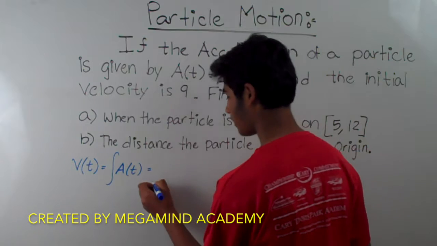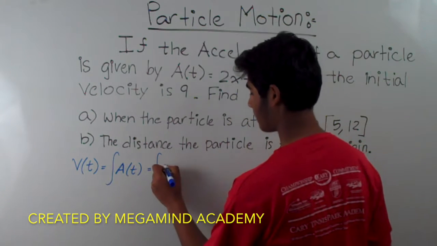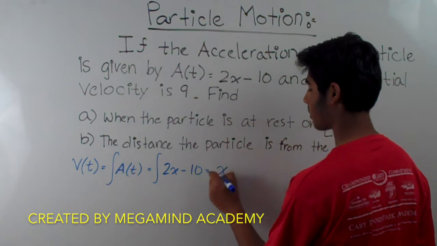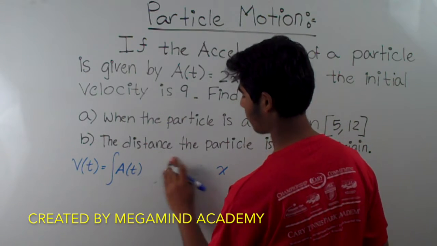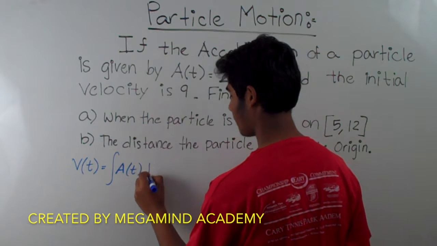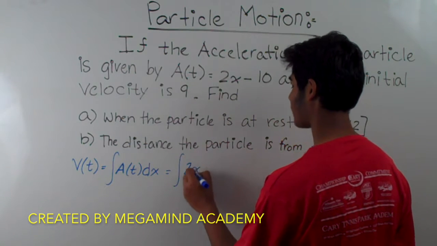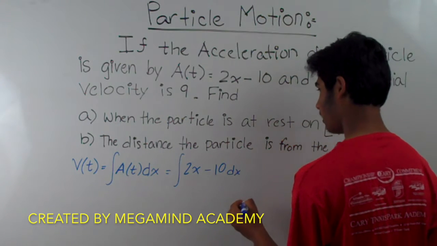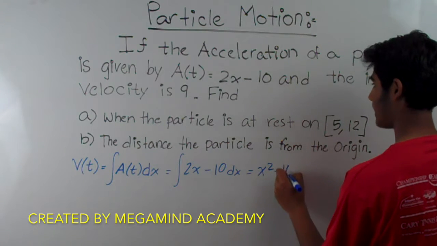So this is equal to the integral of 2x minus 10, and there should be a dx after both of those. So dx here, which is equal to the integral of 2x minus 10 dx, which is equal to x squared minus 10x.